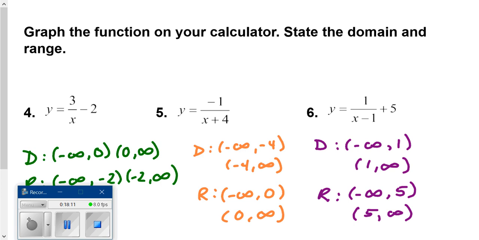For number 6, the problem value in the domain would be if x were equal to 1. If I put in a 1 for x, I'm going to be dividing by 0, and that is not allowed. So I have a break in my domain at 1, and then this 5 has moved the parent graph up 5 units, and so that's where my new horizontal asymptote is. That is the break in the range.